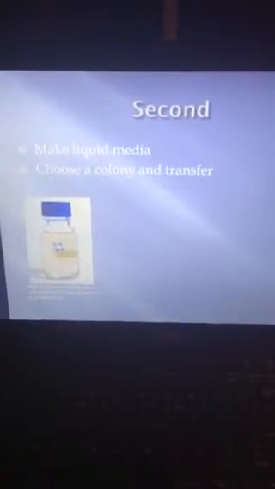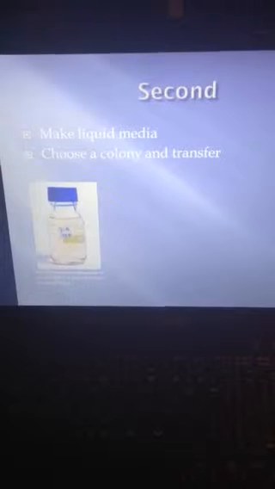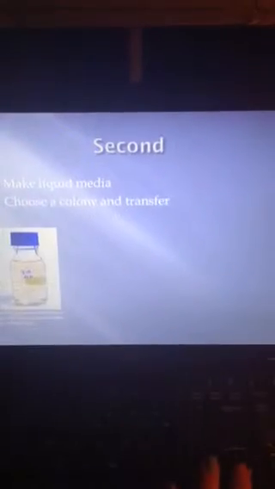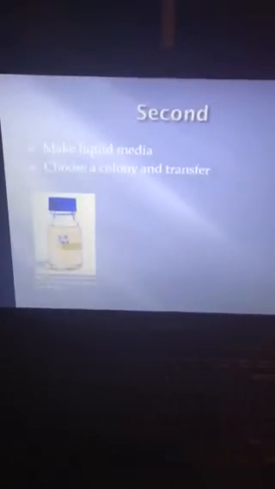The second step of this process was to transfer cells into liquid media, which involved choosing a colony and transferring it. So I'm going to skip back a slide really fast. As you can see, again, some yellow colonies, some white colonies. I picked a yellow colony and a white colony from each plate to transfer into the liquid media. The media incubated at 37 degrees for about 24 hours before I could begin the rest of my experiments.